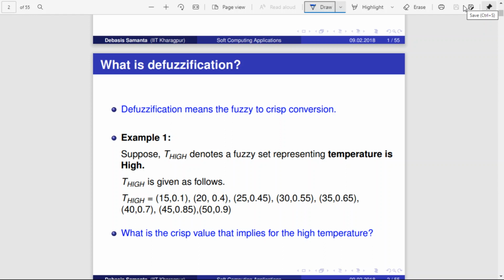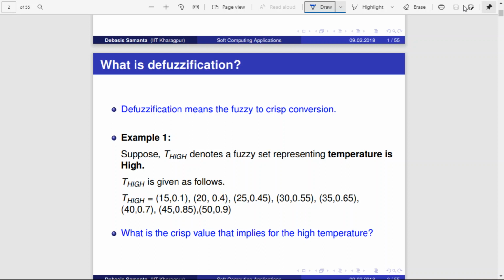Welcome. So the topic we'll be discussing in this lecture is defuzzification. Defuzzification is the process of converting the fuzzy input to a crisp input, or a fuzzy output to a crisp output. That is, whatever content is in fuzzy form, converting it to a crisp form is called defuzzification.